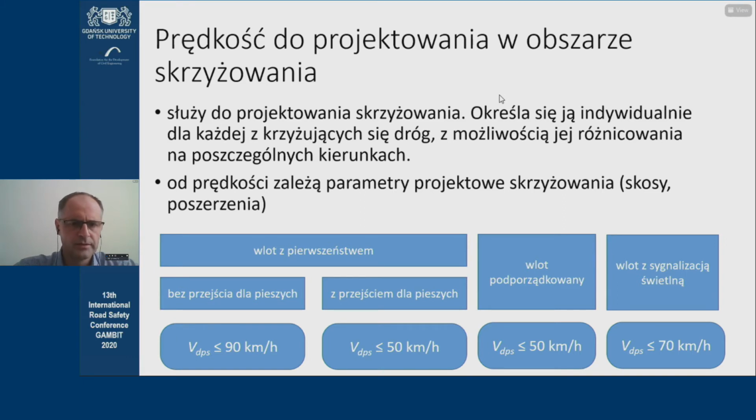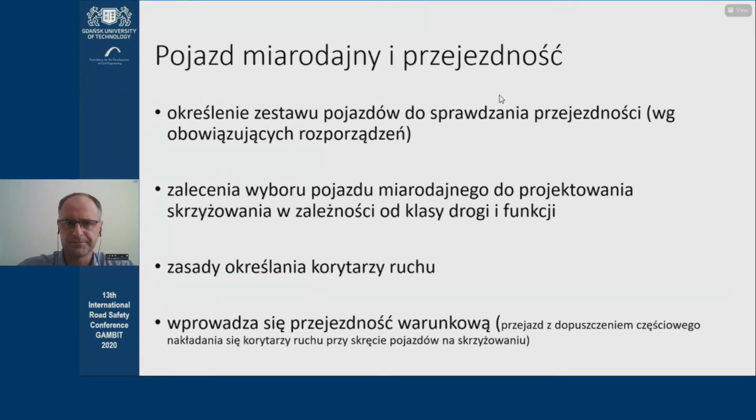Just to give you a quick idea on how to determine the speed, if there are no pedestrian crossings, and if the entry has priority, then it may range: with no pedestrian crossings 90, with pedestrian crossings that's 50 kilometers. And obviously it's up to the designer to pick the right speed, and then they will also have to ensure that the other parameters go hand in hand with these values.